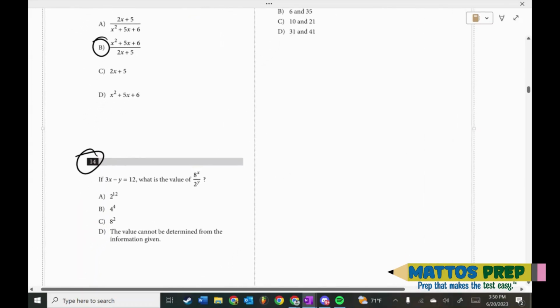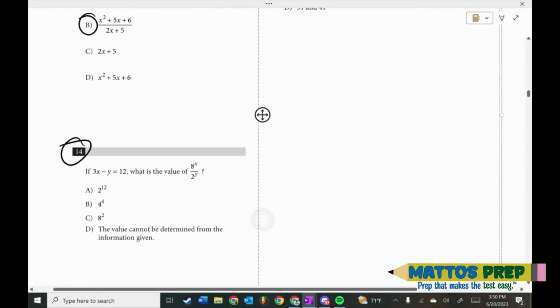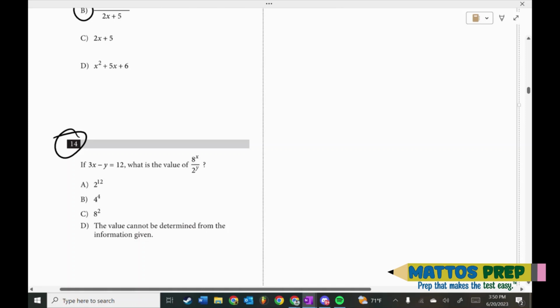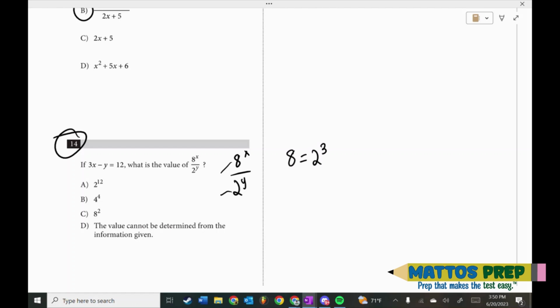The main focus there. So 14. The main focus on number 14 that they're having here is that, I don't want to use the word basic, but it's more basic. The basic exponent rules. So we have 8^x over 2^y. And this is very hard to see, but we want to try our best to get these two bases to be the same. So we could do that by saying that 8 is equal to 2^3, because it is equal to 2^3. So now we plug in over here for 8.